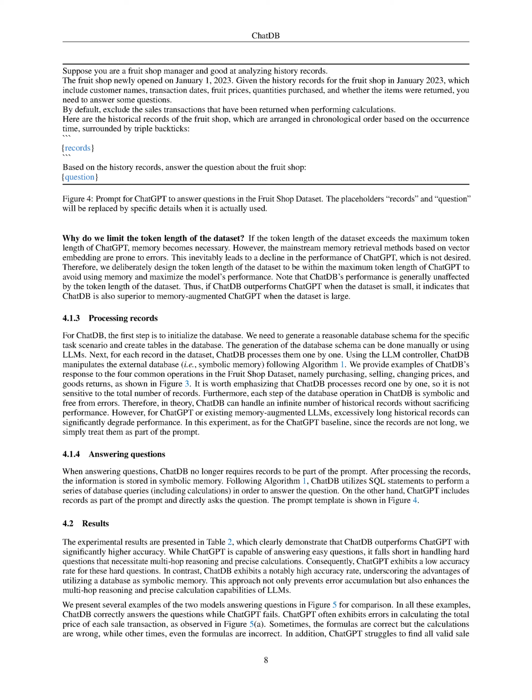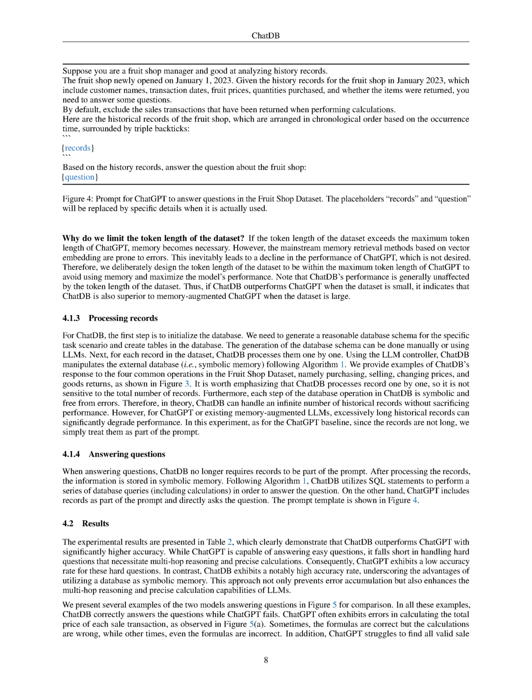It's important to underscore that ChatDB handles each record individually, meaning its performance isn't affected by the total number of records. Also, each database operation conducted by ChatDB is symbolic, meaning it's error-free. Consequently, in theory, ChatDB can process an infinite number of historical records without a drop in performance. On the other hand, for tools like ChatGPT or existing memory-enhanced LLMs, excessively lengthy historical records can considerably hamper performance. For our experiment with the ChatGPT baseline, we kept the records brief, so we just integrated them into the prompt.